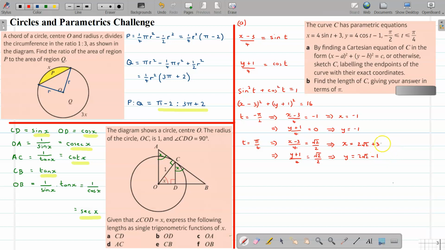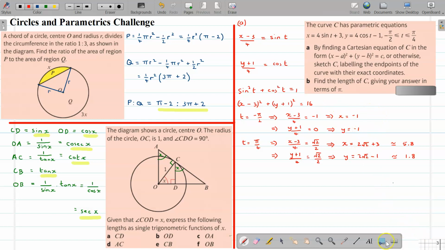So they're the x and y coordinates of one point, and the x and y coordinates of the other point. And just to give me a rough idea, this is just to help me with the sketch, 2 root 2 is about 2.8 plus 3, which is about 5.8, and 2 root 2 minus 1 is going to be 2.8 minus 1, about 1.8. So this is only just to help me with my sketch, just to get a rough idea of where these points belong. Minus 1 is quite easy.